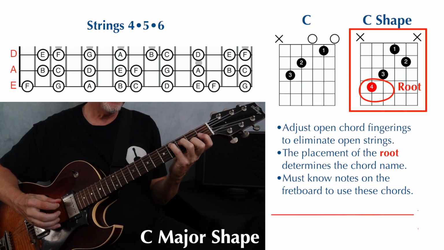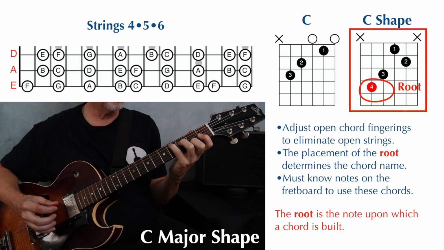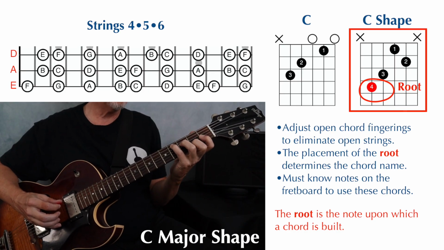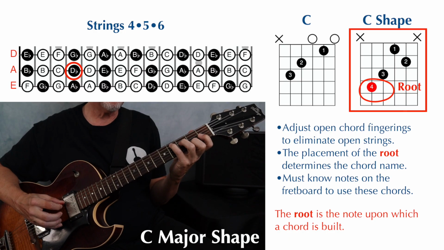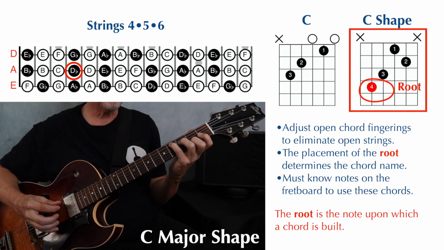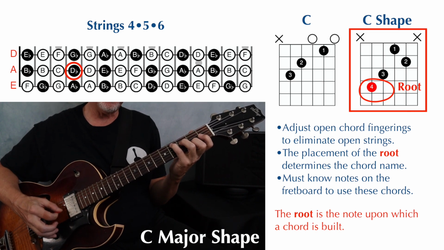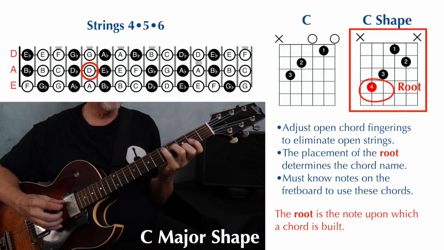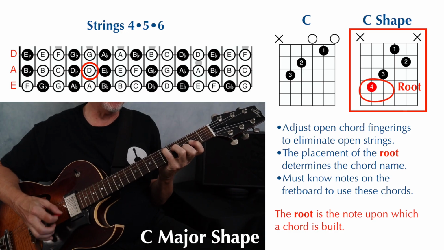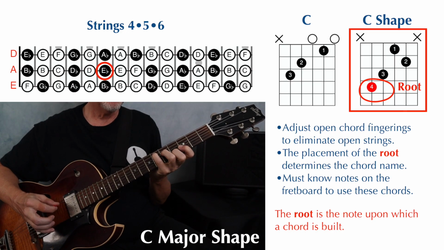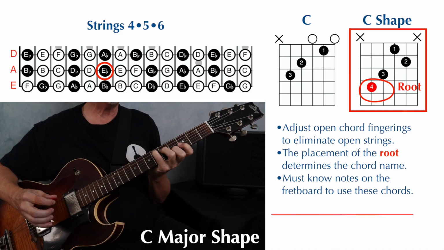This note in red, that's the root of the chord. That is the note you want to focus on when you move these chords around. Right now the root is on the 5th string, 4th fret, which is a C sharp or D flat, depending on what you want to call it. So we just changed this C major chord to a D flat major chord. Move 1 fret higher, the root is on the D note. It's a D major chord. Another fret higher, you're looking at an E flat major chord.